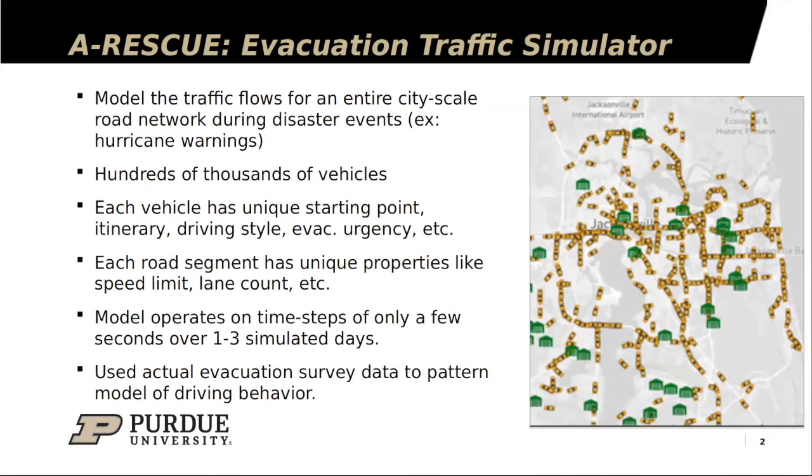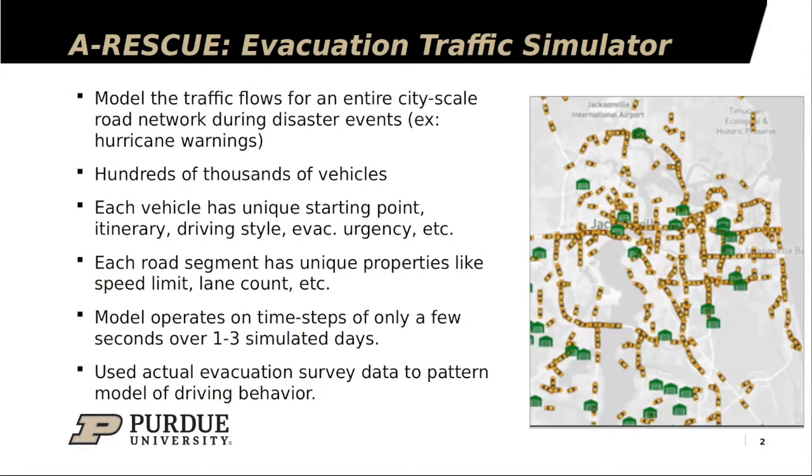It models the entire city road network for a particular area. It can handle hundreds of thousands of vehicles simultaneously. Each vehicle has unique properties that are randomized based off of what they've learned from studying actual survey data from real evacuation events for how people tend to leave.